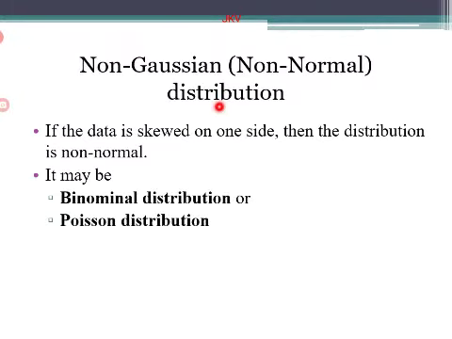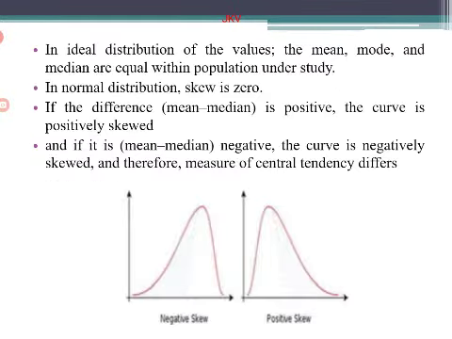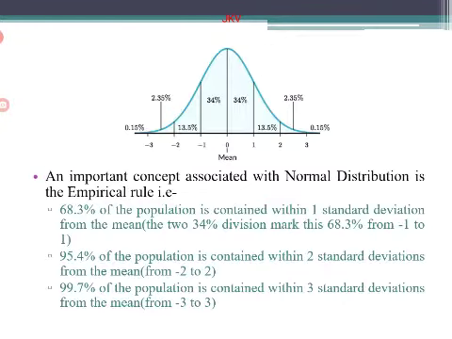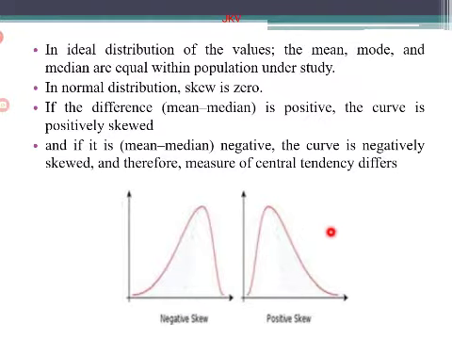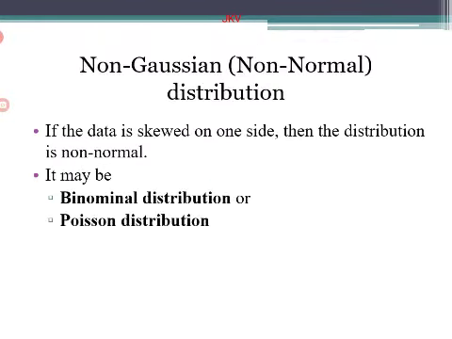Now the next one is non-normal distributions or non-Gaussian distributions. If the data is skewed on one side, then the distribution is non-normal. It may be binomial distribution or it may be Poisson distribution. That is, if either of these two graphs occurs when we are plotting data obtained from a particular experiment, then we can say that the distribution is non-normal. So this can be either binomial distribution or Poisson distribution.